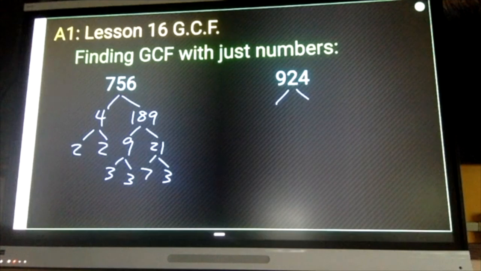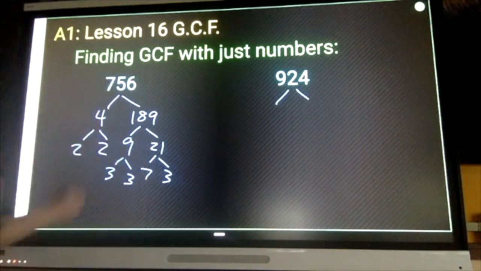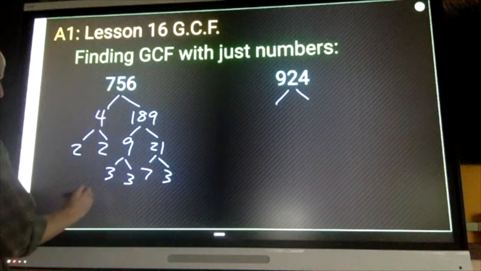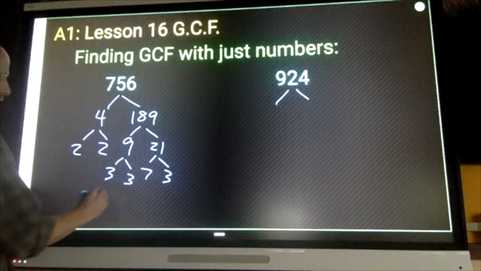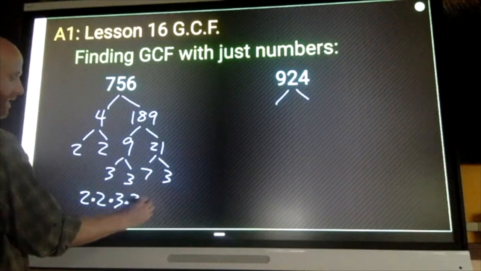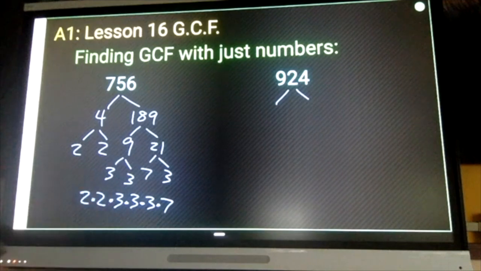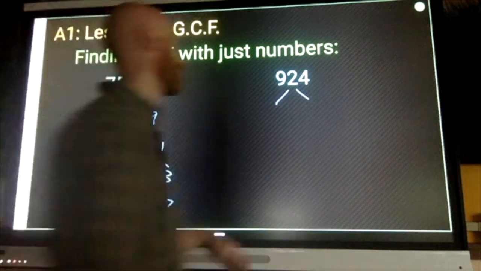A factor tree will give you your prime factors of 756. So 756 could be written as 2 times 2 times 3 times 3 times 3 times 7. That's called prime factorization form. All right, you guys learned that in middle school, elementary school.